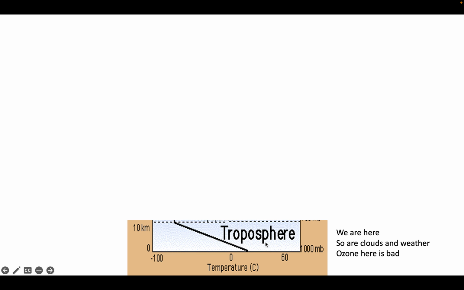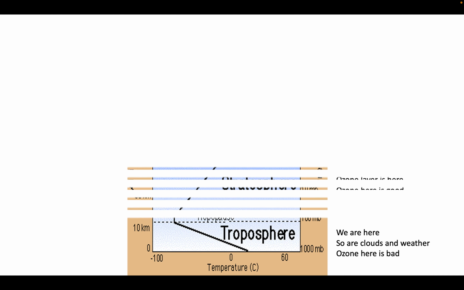In the troposphere, this is the bottom layer of the atmosphere. It's also the thinnest layer of the atmosphere, topping out at about 10 or 11 kilometers, which is about 6 miles. This is where we are. This is where clouds and weather and climate change occurs. This is where air pollution builds up, such as ozone. We don't want that here because that's where we are, and that's what we breathe. As we go up in altitude in the troposphere, the temperature decreases. It gets colder as you climb a mountain, and the air pressure decreases as well. It's harder to breathe as you climb a mountain.